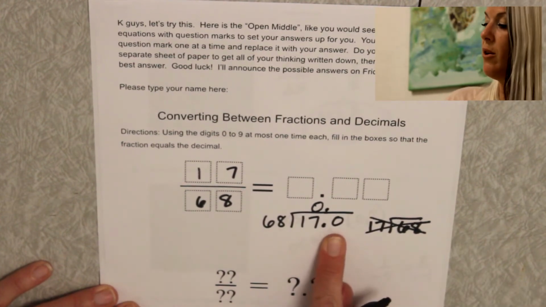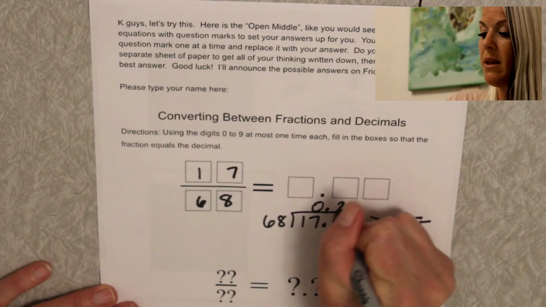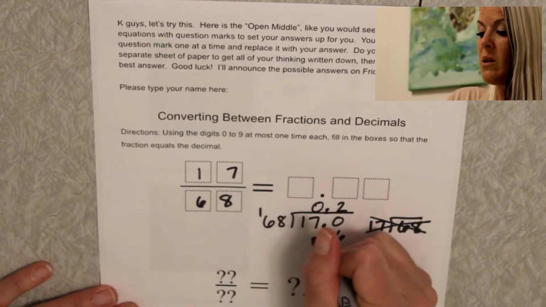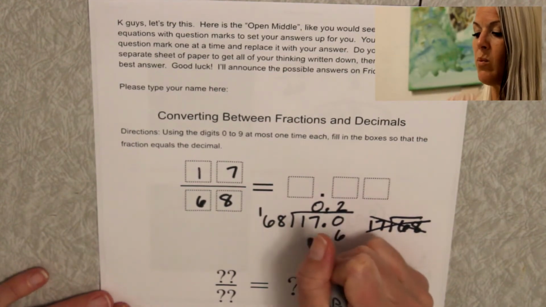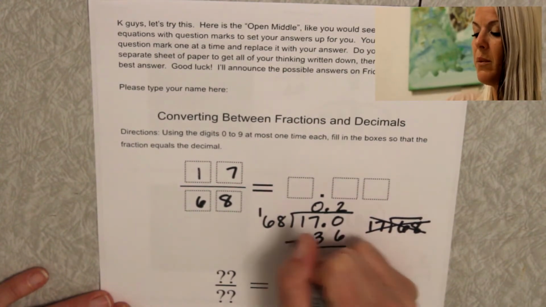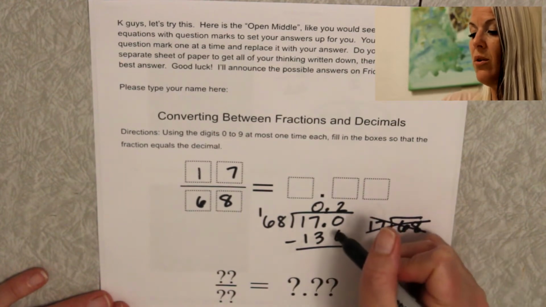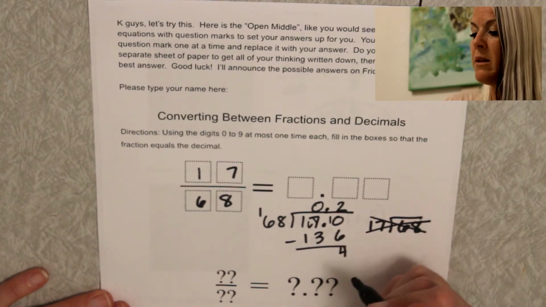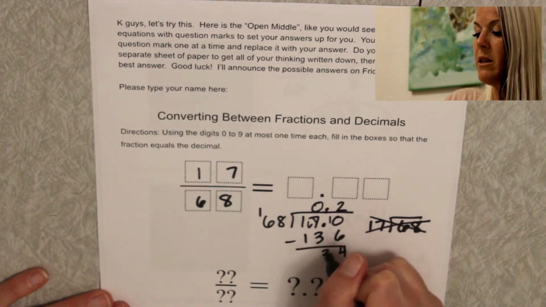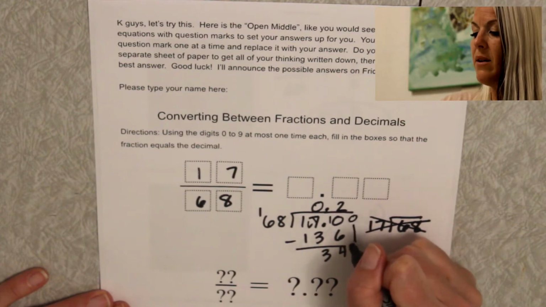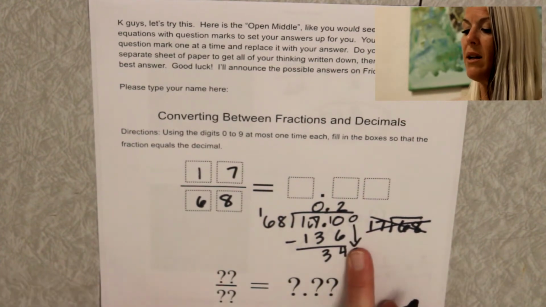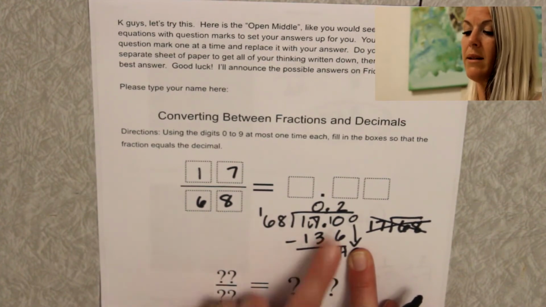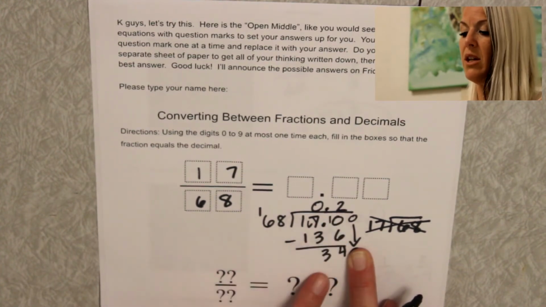68 goes into 170. We're gonna try 2 times. 2 times 8 is 16, and then 2 times 6 is 12, plus 1 is 13. We're gonna subtract. So if I go ahead and borrow here, then 10 minus 6 is 4, and 6 minus 3 is 3. And then we're gonna add that 0 and bring that down. So because our remainder was 34, we know we went as high as we could with that 2. 68 goes into 170 2 times.